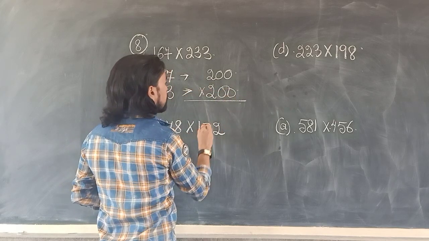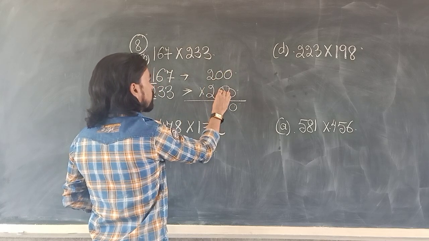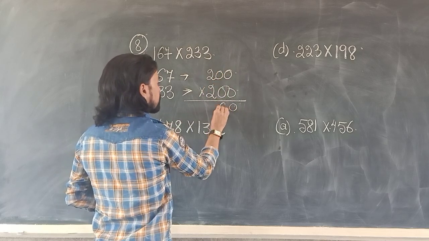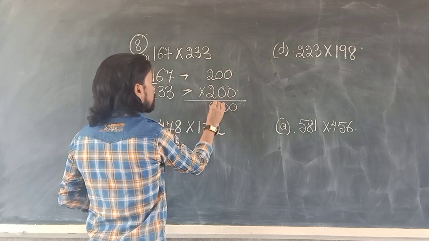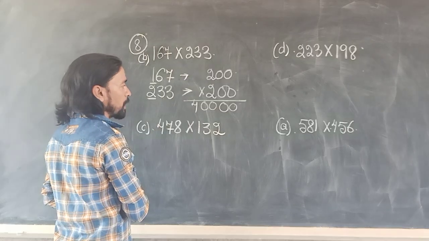Now I multiply. 0 multiplied by 200 will give me 0. 0 multiplied by 200 will give me 0. 2 zeros are 0. 2 zeros are 0. 2 2s are 4. Be very careful of your multiplication.